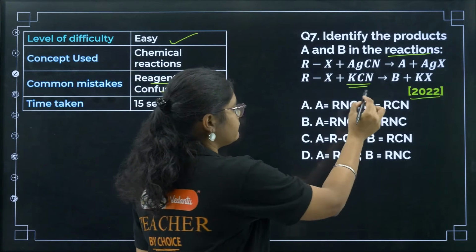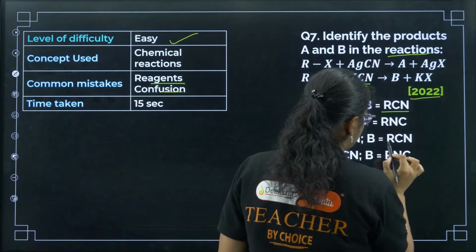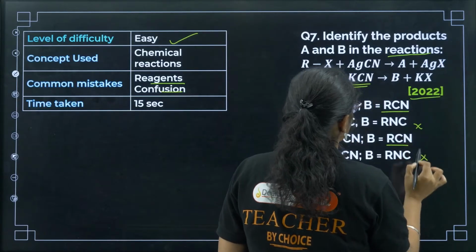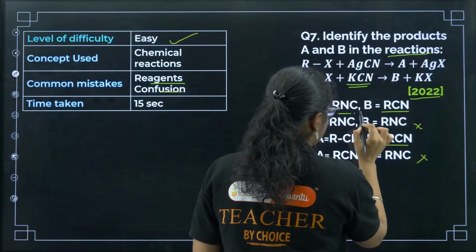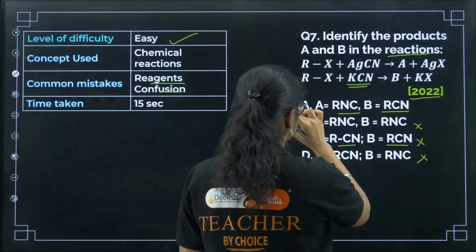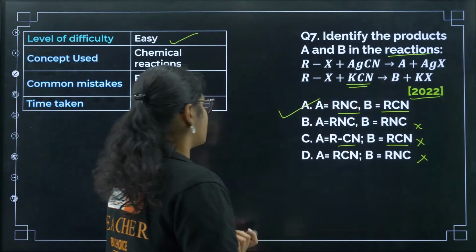So that is why B will be RCN. Okay, so RCN, we can eliminate this option. And AgCN adds an NC group, that is an isocyanide group. Here NC, here CN, so we can eliminate this one. Option number A will be the correct answer.